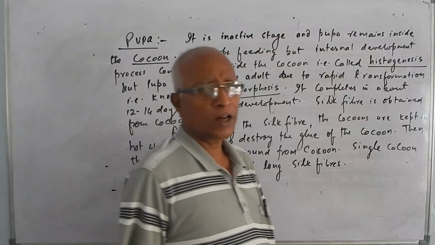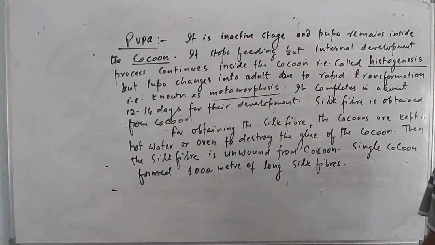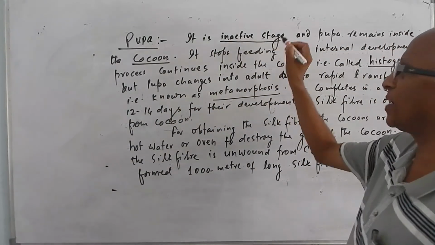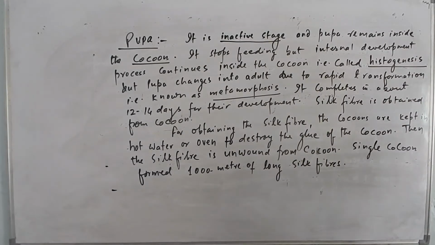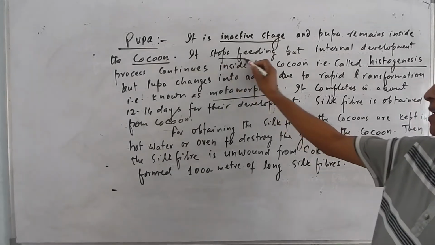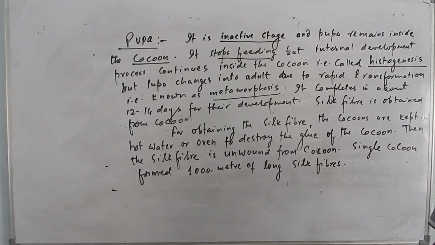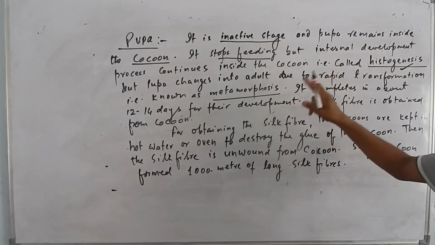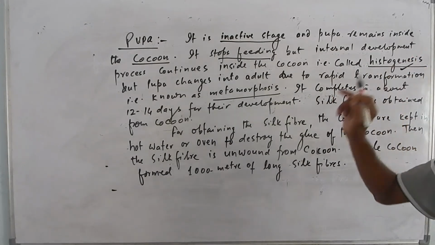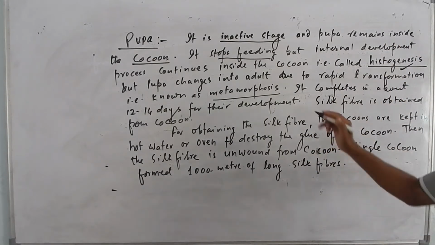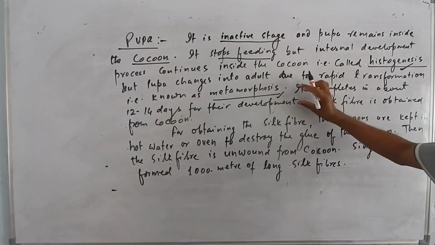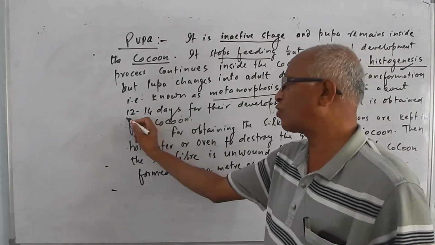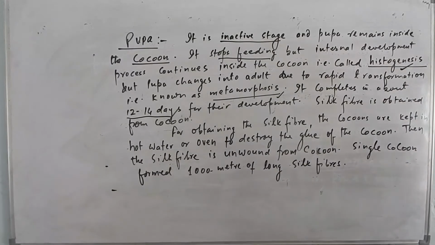So we till the another stage, that is the pupa. It is also inactive stage because it is covered by the thick gelatinous layer, and that is the cocoon. In this stage they have completely stopped their feeding and internal development inside the cocoon. That process is called the histogenesis. But another things, when it is the rapid transformation to be the adult form inside the cocoon, that is called the metamorphosis. So complete these processes takes the 12 to 14 days for their developments.